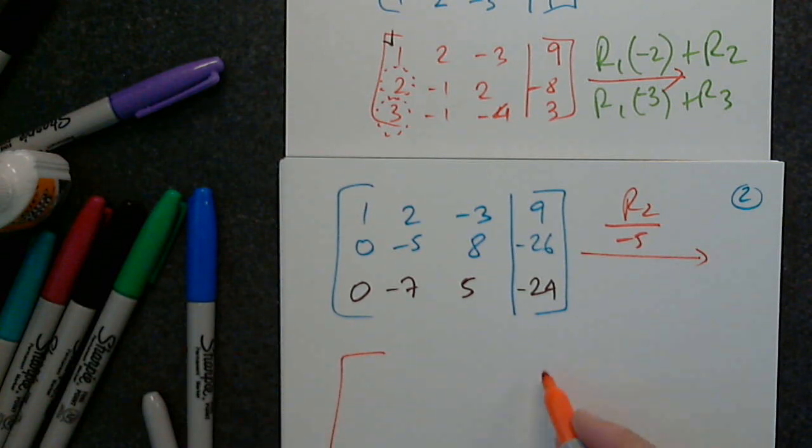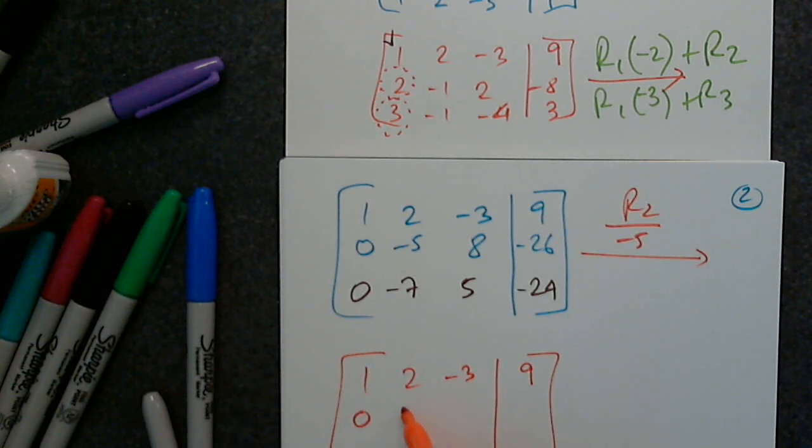Good. I copy the first row. And I divide the second row and I get 0. Then I get 1. Then I get negative 8 fifths. And then I get 26 fifths. And 0, negative 7, 5, and negative 4 will stay.